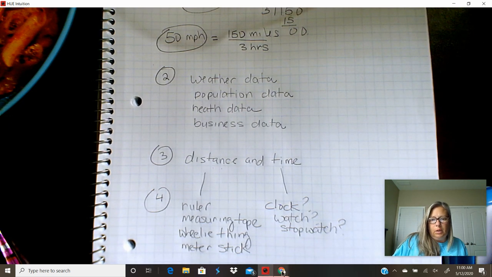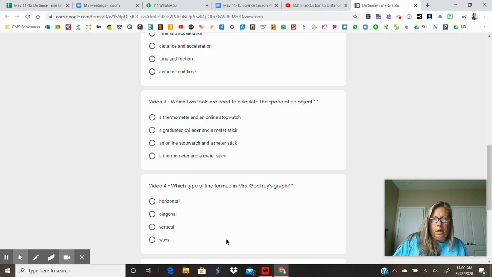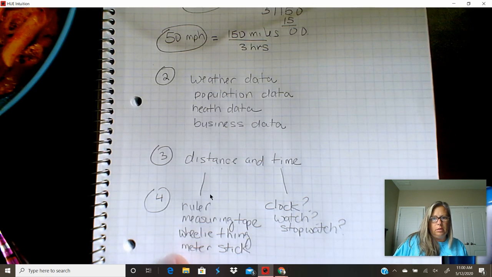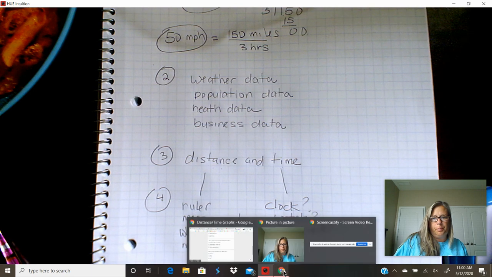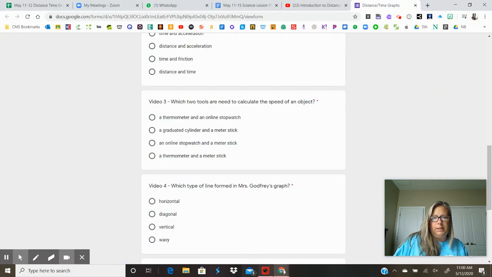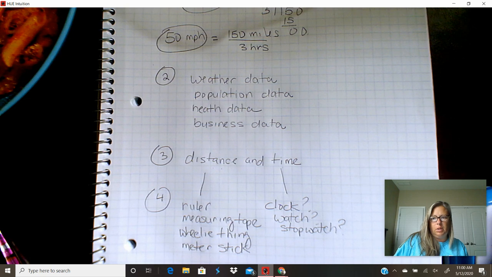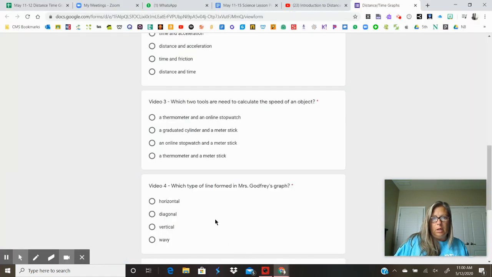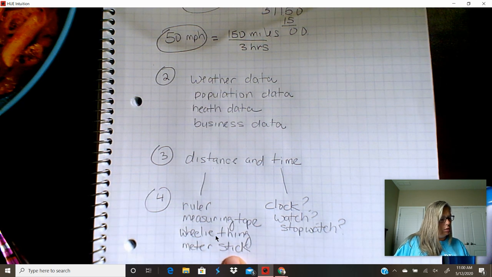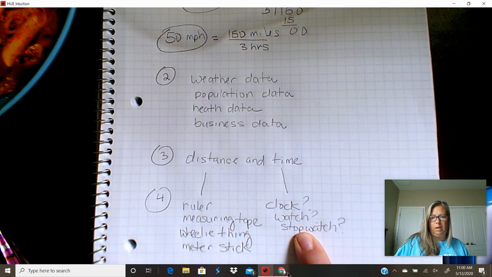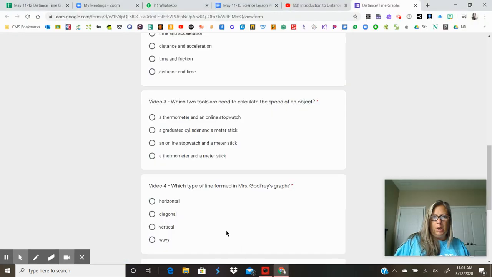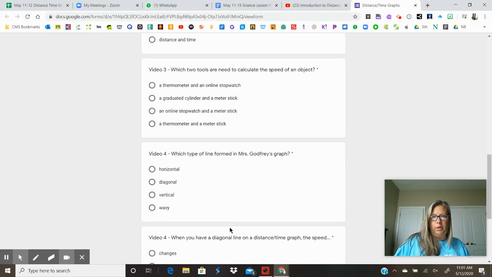And now when we go back and look at this: which 2 tools are needed to calculate the speed of an object? A thermometer, is that in my list? Thermometer? No, so it can't be right. All right, let's go back here. A graduated cylinder, is that in my list? No, because graduated cylinders are for measuring the volume of a liquid. All right, an online stopwatch and a meter stick. Let's check and see. Meter stick, stopwatch. I think maybe we have the right thing now. And then we know it's not a thermometer because we already said no to thermometer.